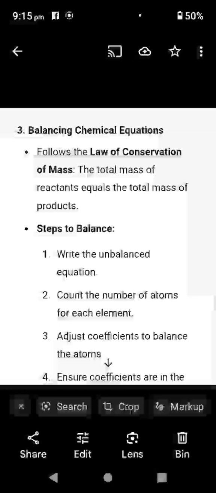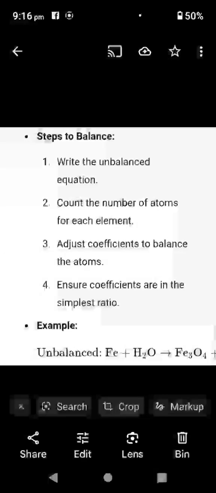So the law of conservation of mass says that the total mass in the reactants and in the product side should be equal. Steps to balance: write the unbalanced equation and count the number of atoms for each element. First you need to write the unbalanced equation, and after that count the number of atoms in the reactant side and in the product side. After counting, you need to adjust the coefficients to balance the atoms and ensure the coefficients are in the simplest ratio.